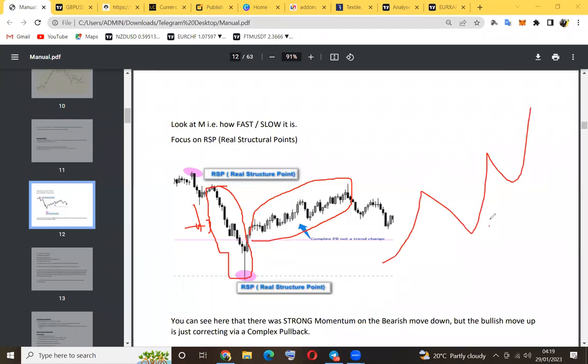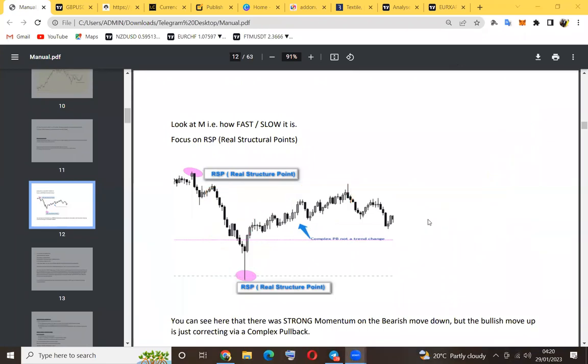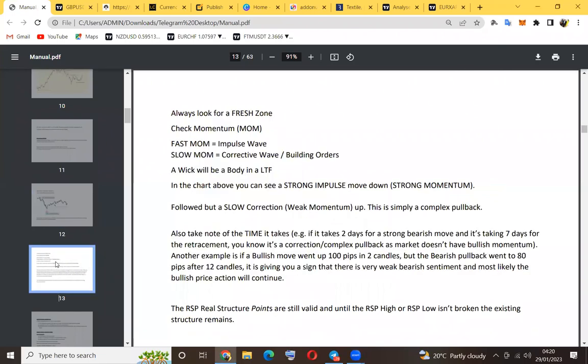Most of the pro trends here, we expect that they should have momentum, and the counter trends should be complex pullbacks. So the complex pullbacks are going to take some time to really manifest. And at the end of the day, you can spot that this is a low volume or a low momentum pullback.